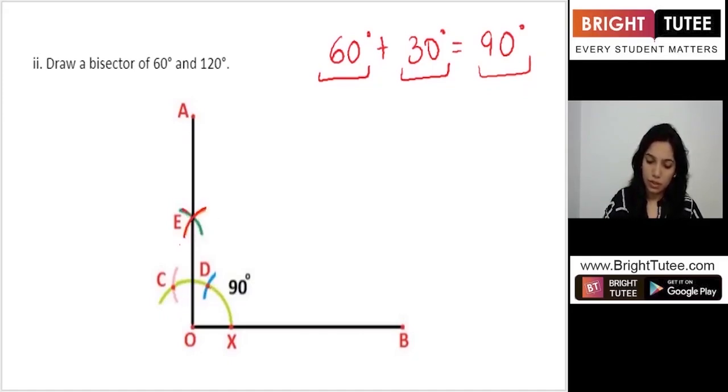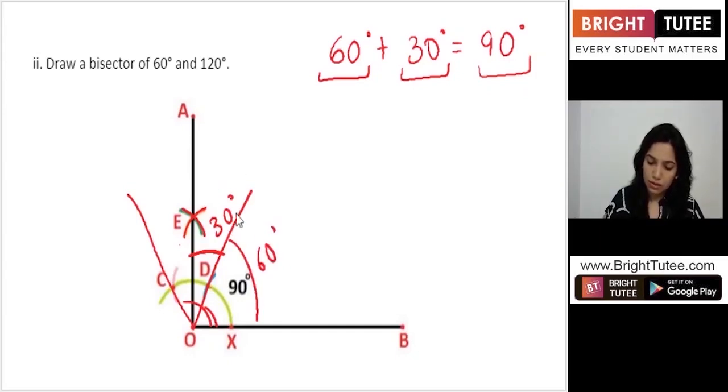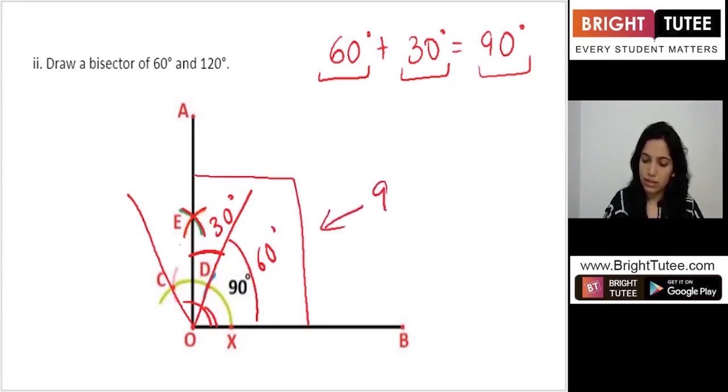Keeping the pointer at C, you make an arc over here, meeting at point E. So now what you join is E to O. So this particular angle here, if you join this, is 60, right? This one is 60. This one was 120. Now this particular small region that you have, this is 30 degrees. So this was 60, this is 30, and together 30 and 60, this particular angle that we have got is 90 degrees in measure. Clear?